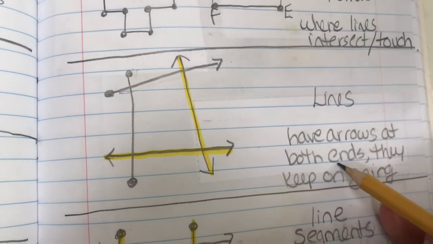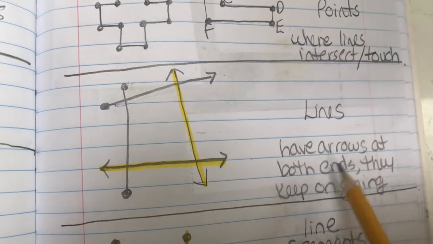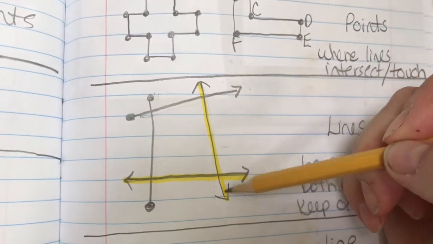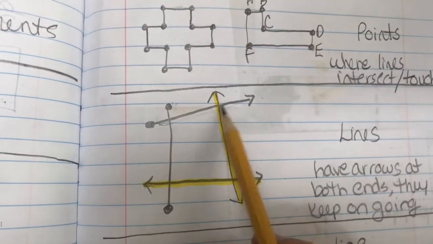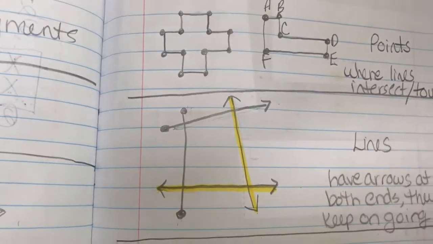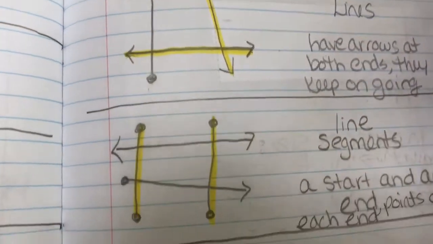Down below here, you see an example of lines being used in a geometric shape. You can say that they have arrows at both ends and they keep on going forever. So we know that this is a line and this is a line. This one would not be a line, it would be a ray. And this right here with the 2 ends would be a line segment. So that's identifying lines in the shape.